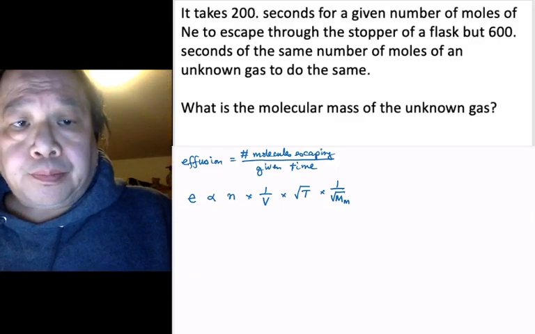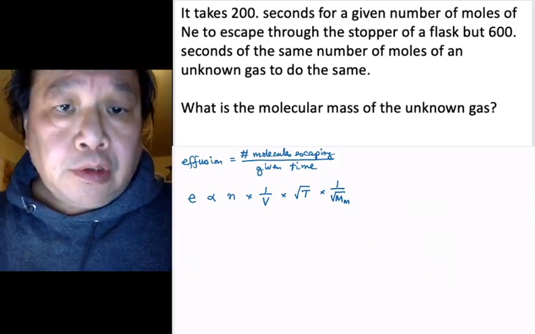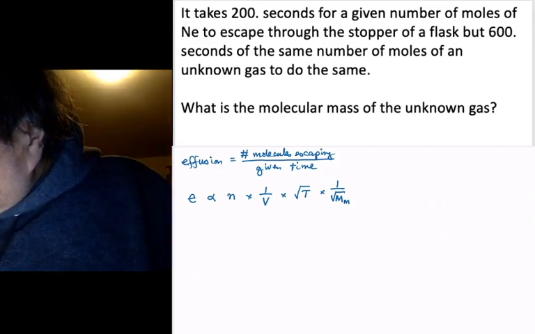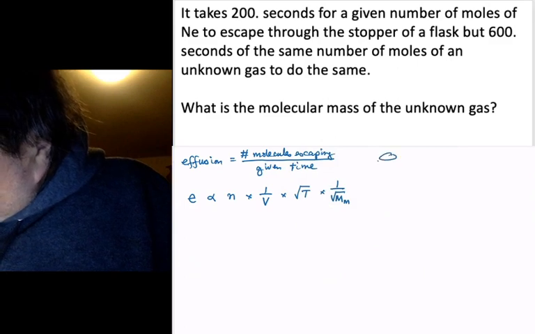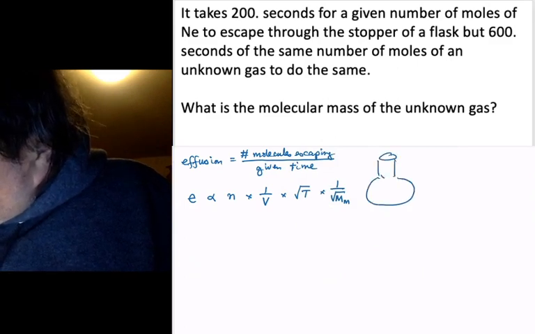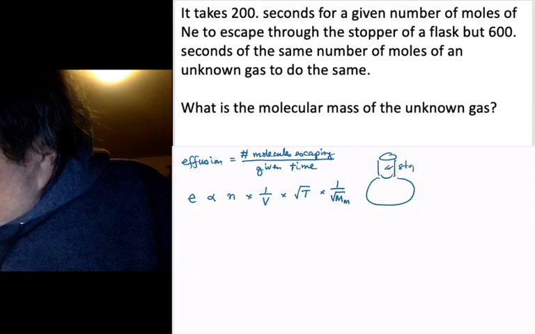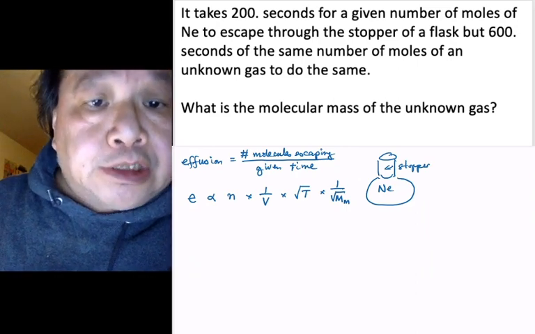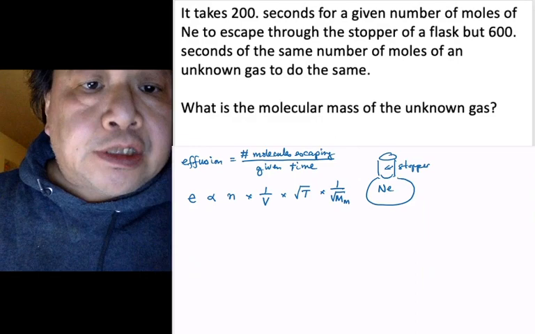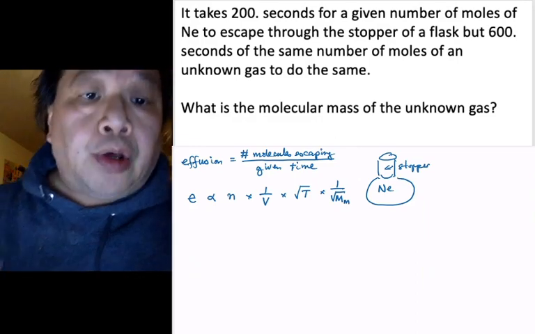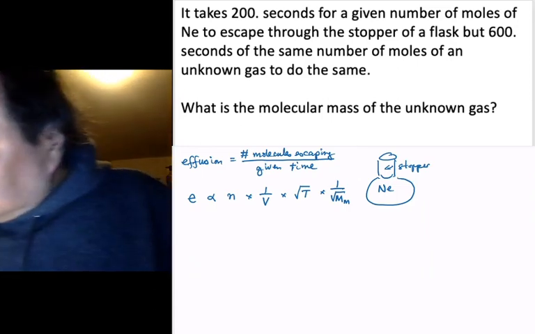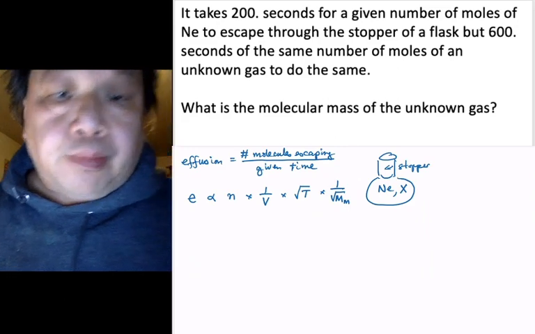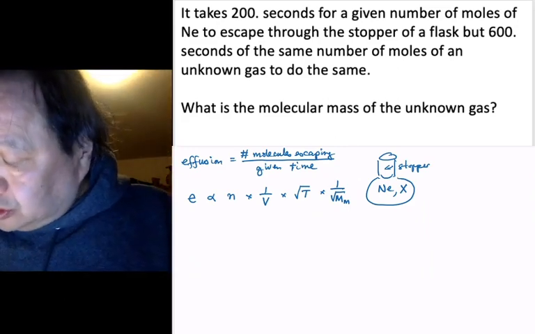Let's do a problem. It takes 200 seconds for a given number of moles of neon to escape through the stopper of a flask. So here's my flask, and apparently I have a stopper, and inside I have neon. But it takes 600 seconds for the same number of moles of an unknown gas to do the same. So there's an unknown gas. And the question is, what is the molecular mass of the unknown gas? So we'll do this problem.